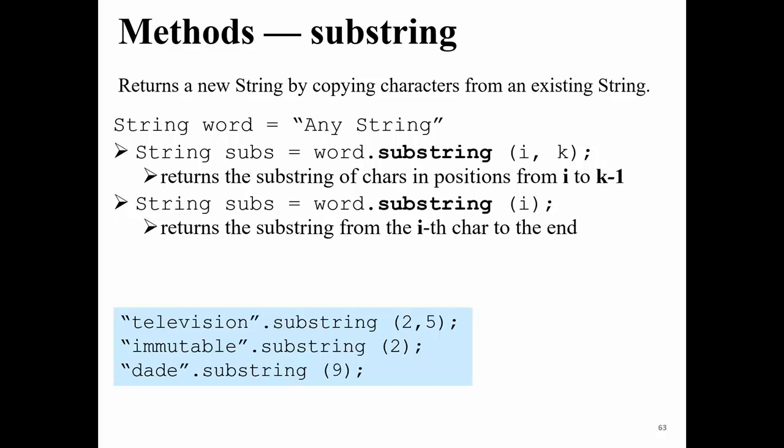So just to test our knowledge, what do you think this televisions.substring from 2 to 5 will return? Remember, the index starts from 0. So what will be returned for the first statement, and for the second and the third?